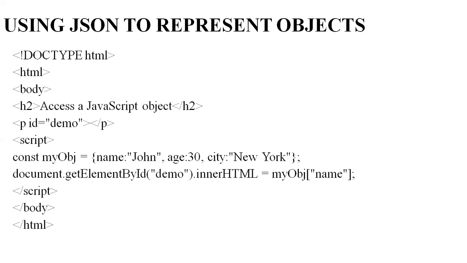Here is another example: DOCTYPE html, then the html body tag, the h2 tag accessing a JavaScript object, then the p paragraph tag with ID equal to demo, the script tag, const myObj, name Johnson, age 30, city is New York, document.getElementById, based on the demo, the reference can be given here in dot innerHTML myObj.name. For this example, John is the output.